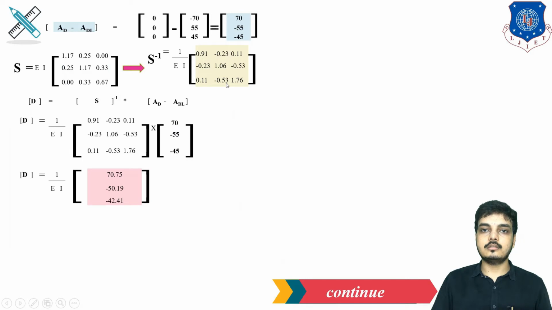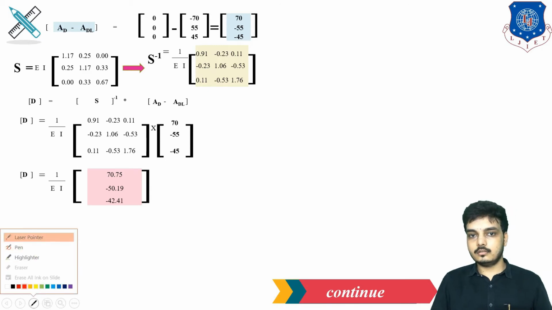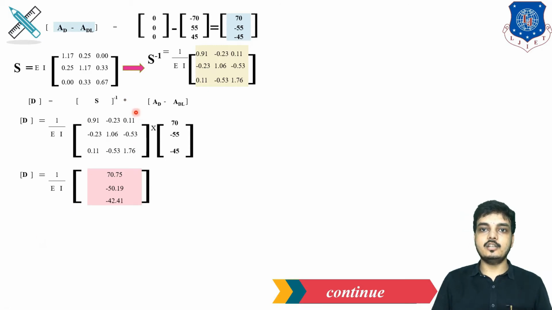Let's check out. So now here you can see that I have placed the S inverse value. Here you can see the AD minus ADL value, which was found over here, and finally we will be getting our value D after multiplying this entire matrix. I hope you remember what we have learned in mathematics, how to solve a 3 cross 3 matrix with a 3 cross 1 column matrix.